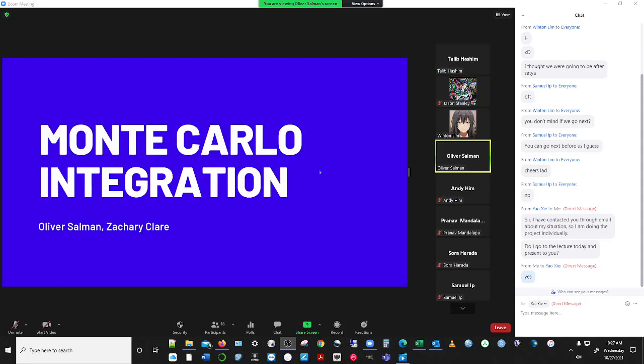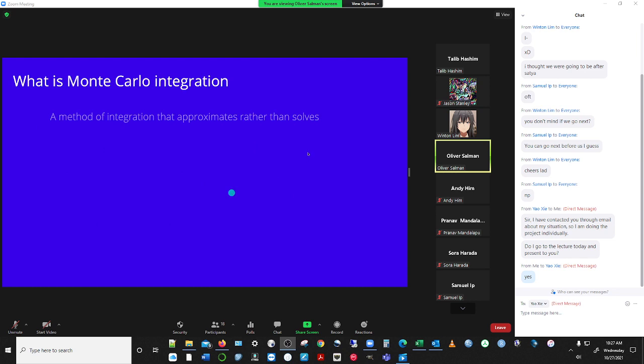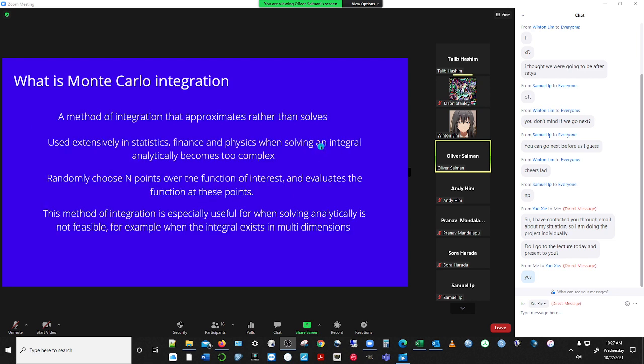Okay, great. All right, so I'm going to be talking about Monte Carlo integration, a method of integration that approximates a function's value rather than solving it analytically. It is used a lot in statistics, finance, and physics, where solving integrals becomes too complex because of its potentially multiple dimensions. How this works is we choose n random points over the function of interest and evaluate the function at these points.